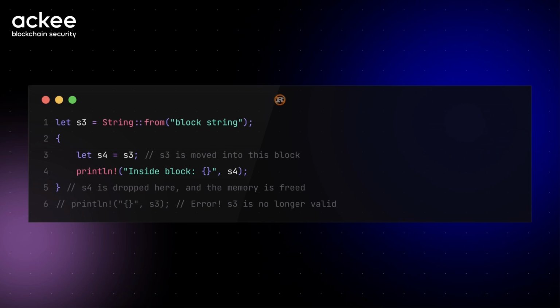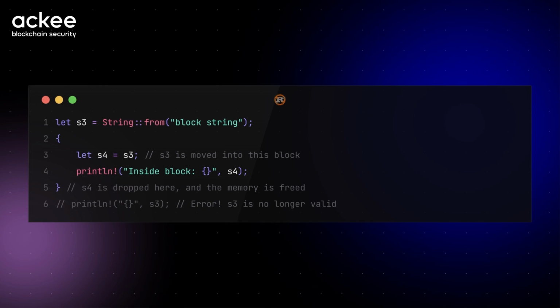Let's have a look at this code snippet. On the first line, we specify variable s3, which is a string, and it contains a block string. Then we have created a block, and within this block we specify a new variable, which is S4, and the S3 value is moved to this new variable S4. Then we print the content of S4.